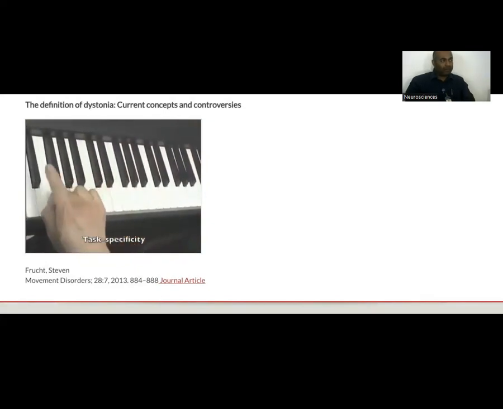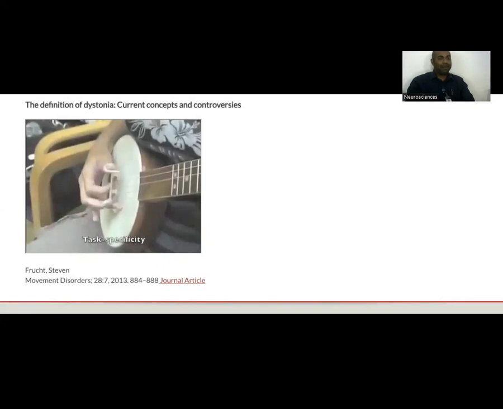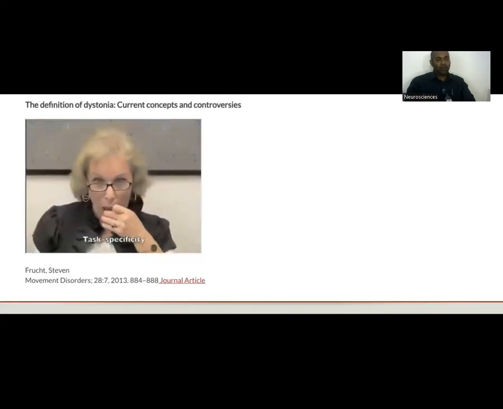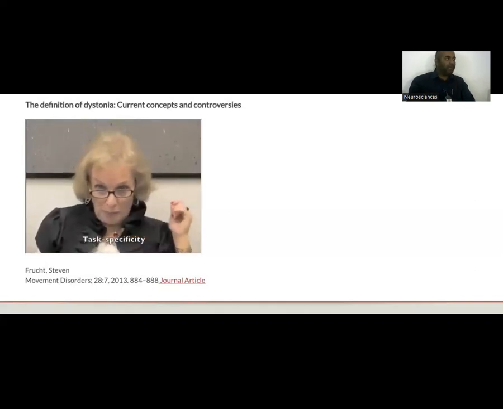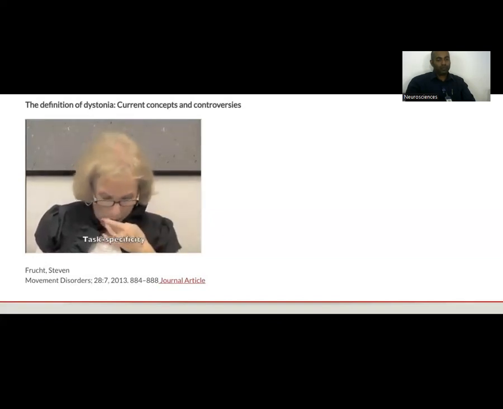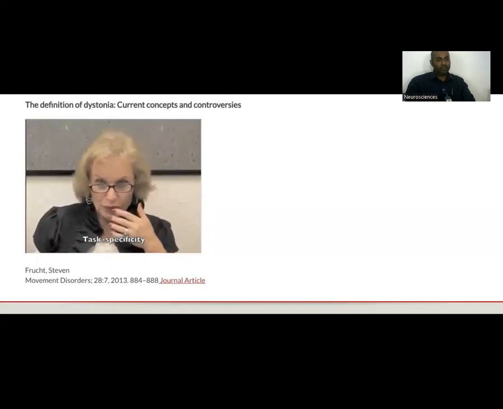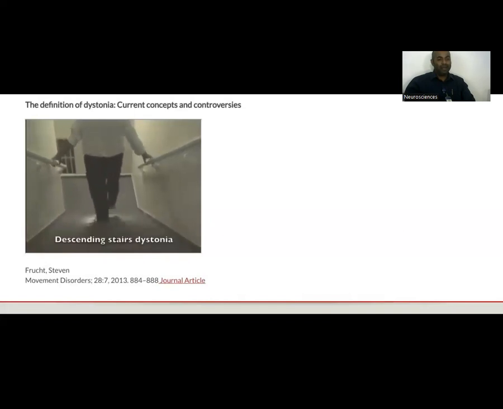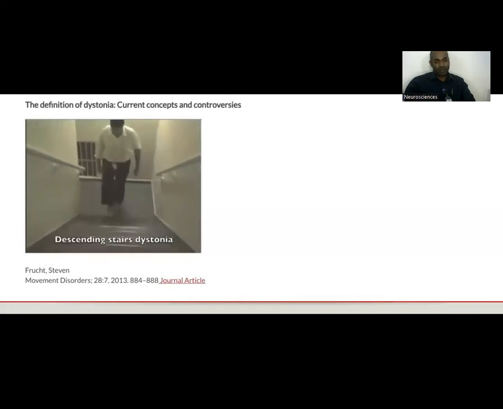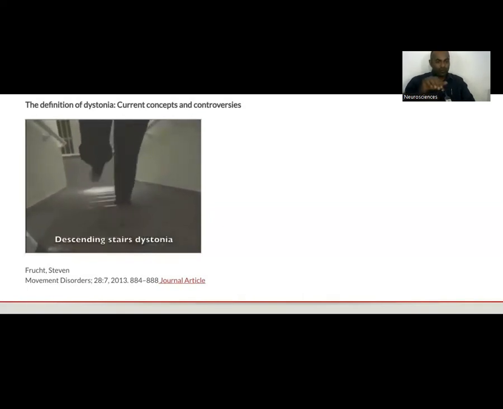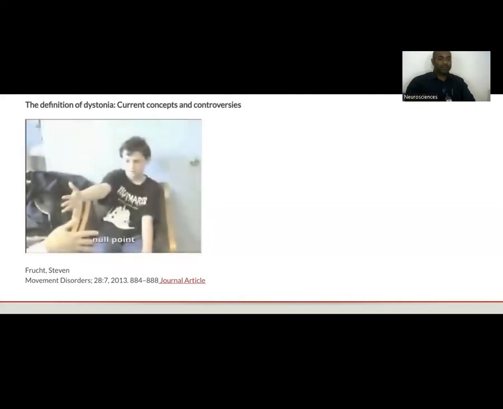Musician dystonia is very common when they play the musical instruments. Their hands have abnormal postures that are task specific. And oromandibular dystonia worsens while eating. So he has a dystonia while lower limb dystonia is present while climbing stairs. So it disappears when he walks backwards.